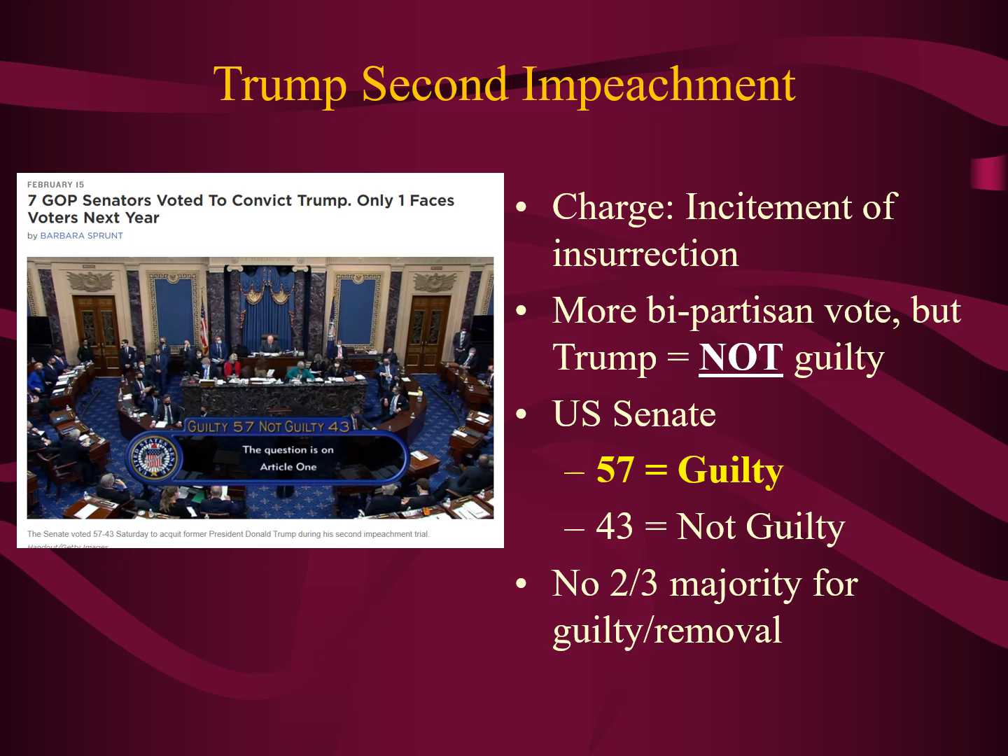There were 57 senators who voted guilty, and 7 of the Republicans actually voted with the Democrats as they believed that he was guilty. However, it's important to note President Trump was impeached, but he was not removed because there was no two-thirds majority that's necessary in order to remove him from office.